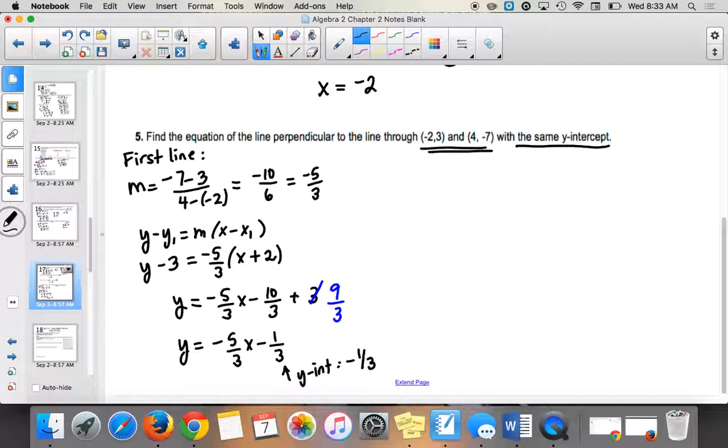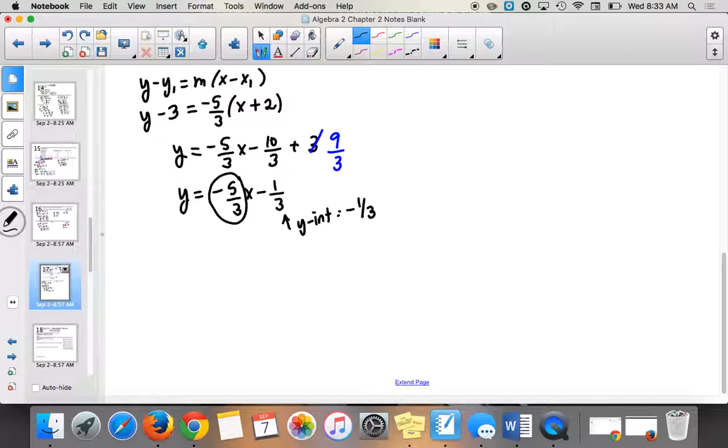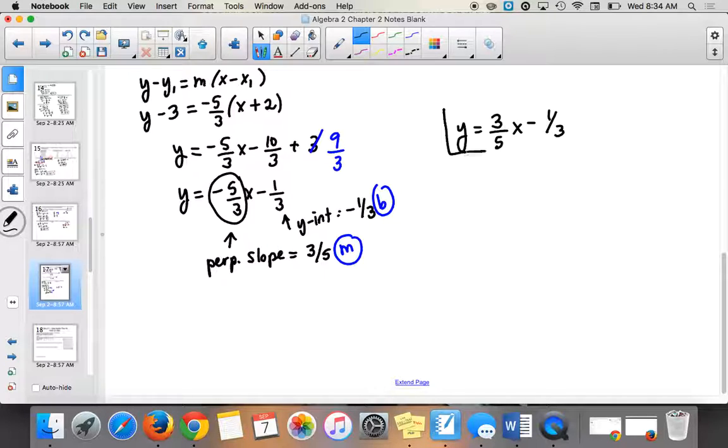So we're going to use the same y-intercept, but now we're going to take the opposite reciprocal slope. So our perpendicular slope is going to be positive 3/5. So we don't have to go all the way through with the y minus y1 equals m times x minus x1 because we have the m and we have the b, right? So this is our m and this is our b. So we have y equals 3/5 x minus 1/3 is the answer. Okay, does that make sense? All right, so that's kind of a multi-step one.